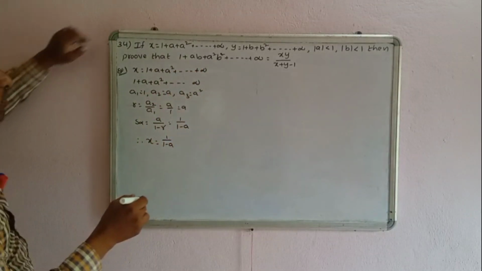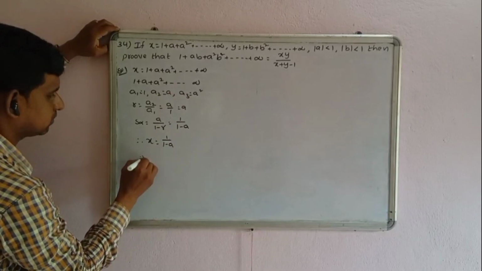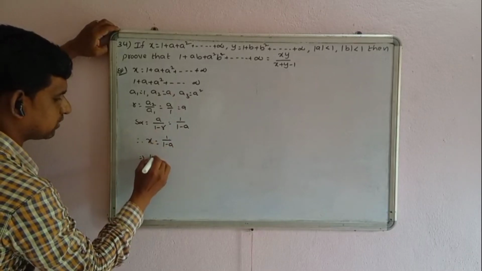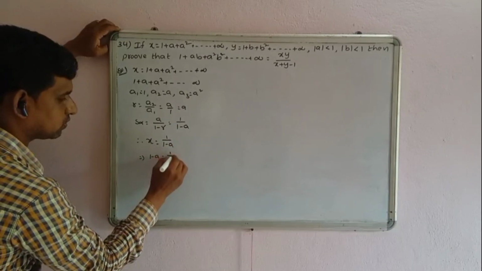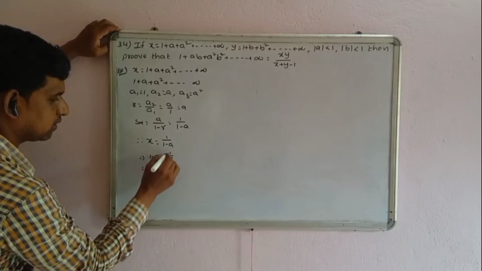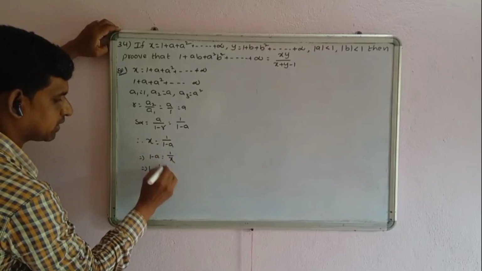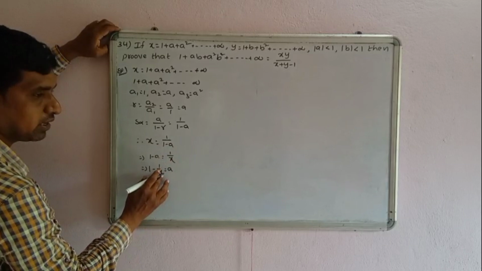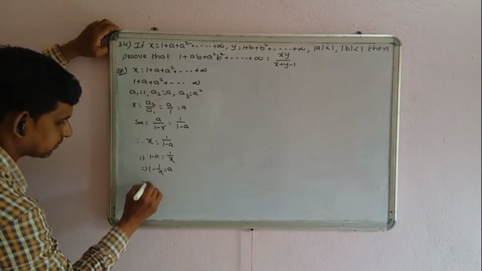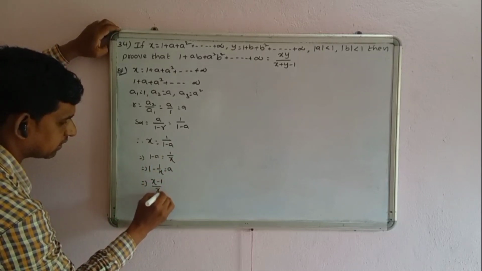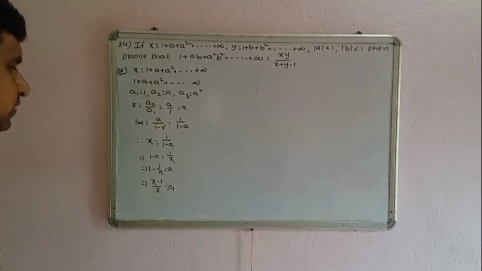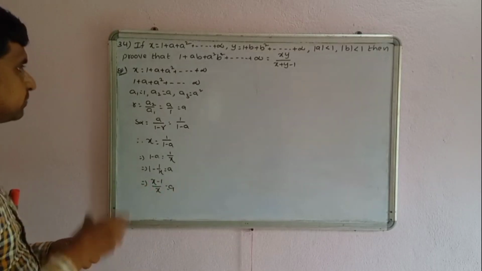Now, 1 minus a, transposing to the left side, 1 minus a equals 1 by x. That equals 1. 1 by x transposed to the left side is minus 1 by x, and a transposed to the right side is positive a. x times 1 is x, minus 1 by x, equals a. This is the first equation. That was the first sum. See the second sum.